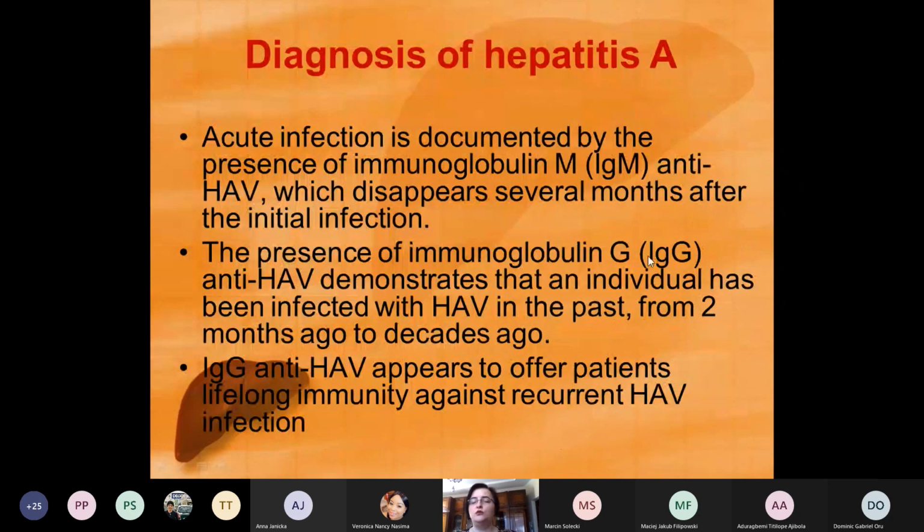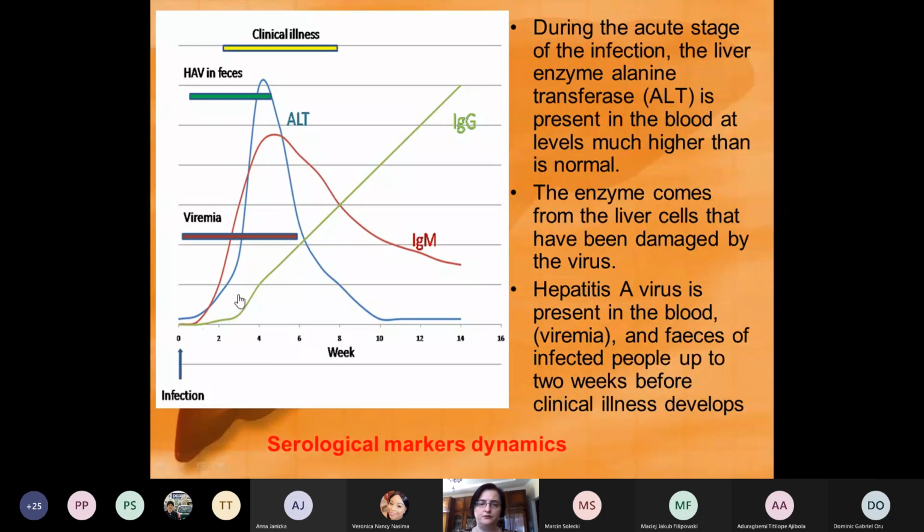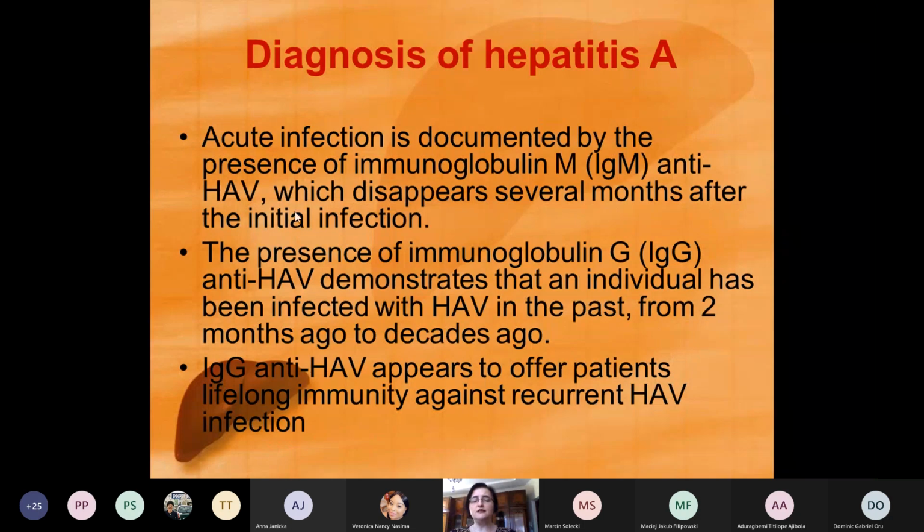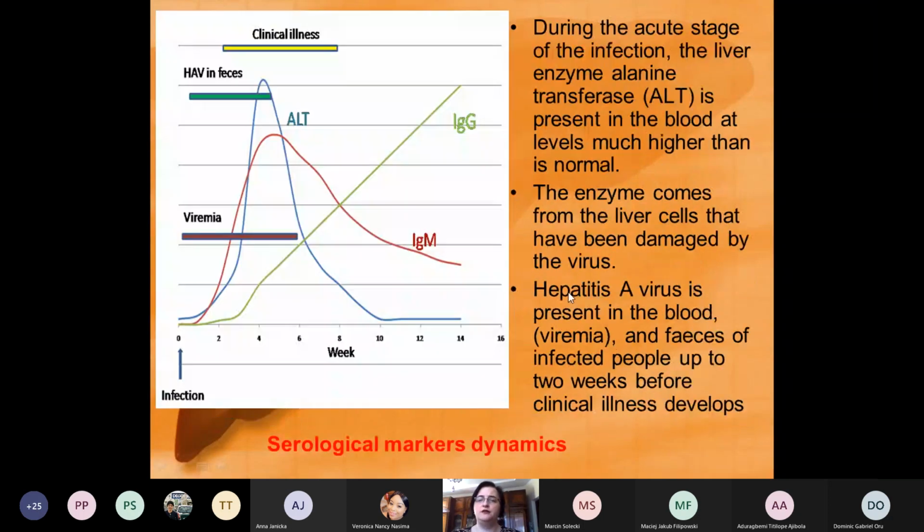The presence of immunoglobulin G, IgG anti-HAV, demonstrates that an individual has been infected with HAV in the past, from 2 months ago to decades, even years ago. What you see. And this marker, yes, IgG anti-HAV, can stay for life. IgG anti-HAV appears to offer patients lifelong immunity against recurrent HAV infections.